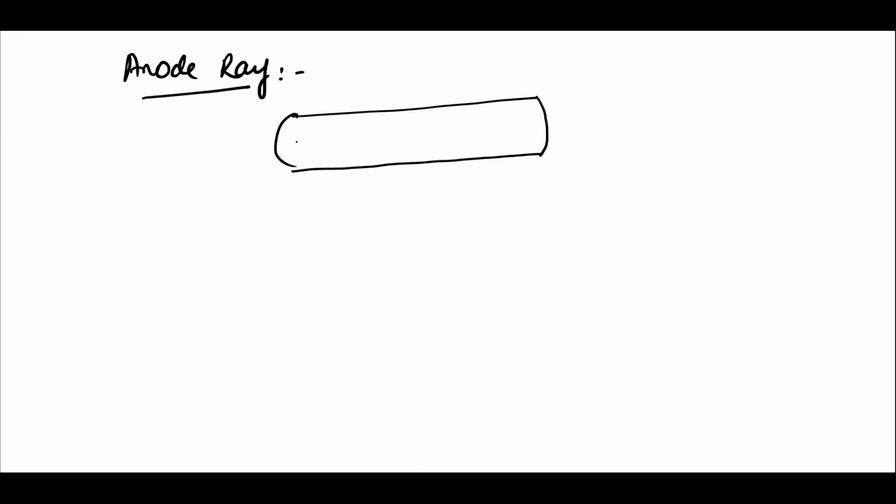If I talk about the anode rays, the anode ray experiment was also done. Let me show you what he did to find out the proton, that there is some positively charge. He made a perforated cathode, which means a cathode that has holes inside it, and an anode. This is the positively charged rod and this is the negatively charged rod.